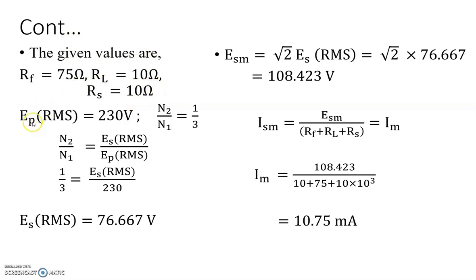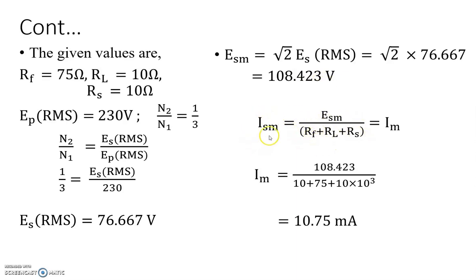So find out the EPRMS. Already given, EPRMS is 230 volts. N2 by N1 is 1/3. Just substitute in this equation and find out the ESRMS. Now that you know the ESRMS, find out the ESM, that is root 2 into ESRMS. So you find the ESM, that is 108.423 volts.